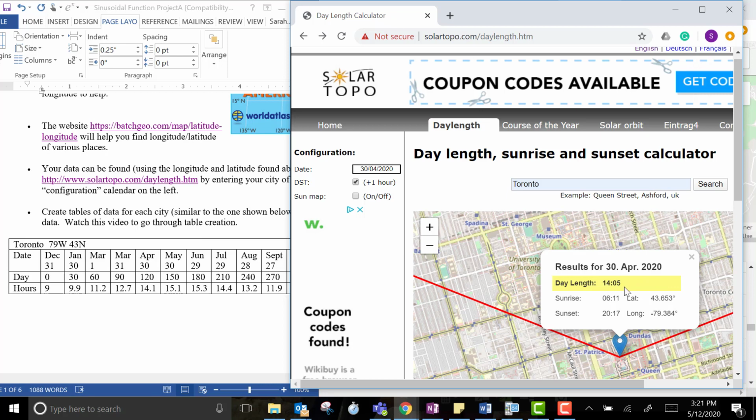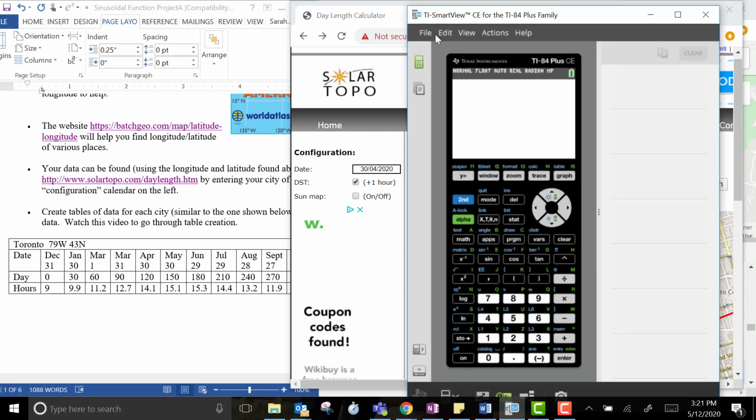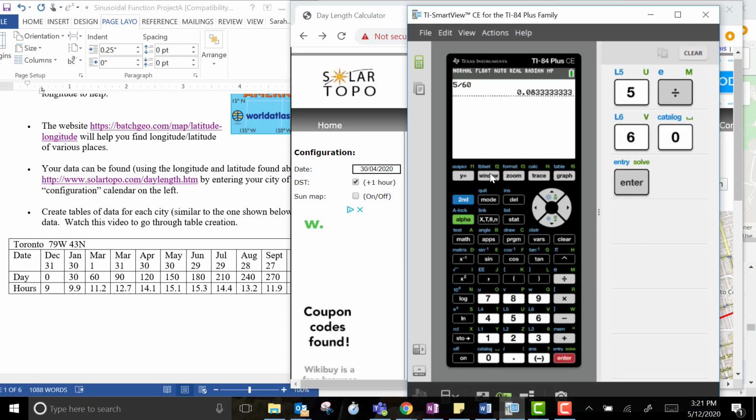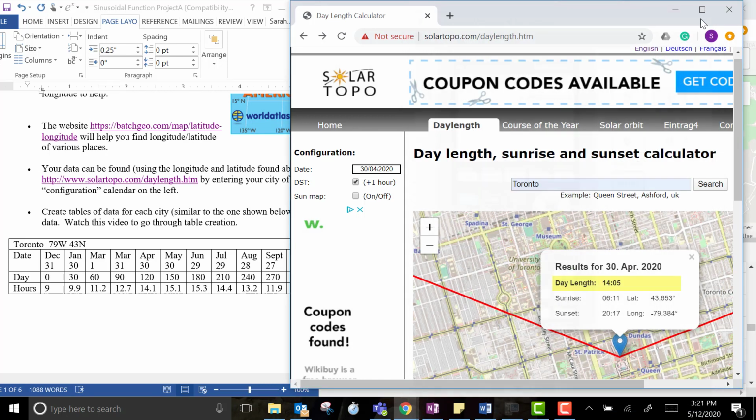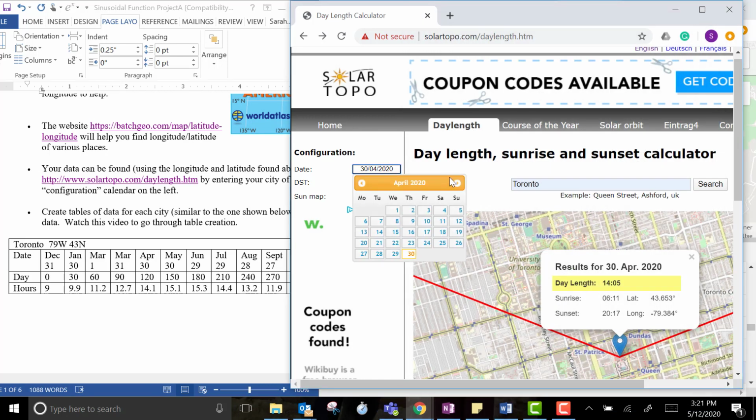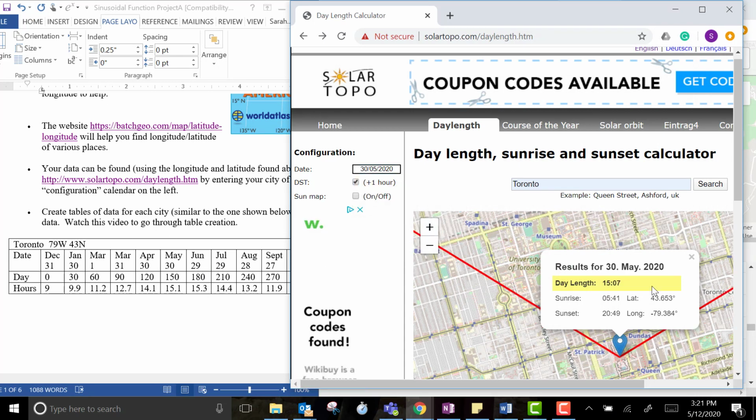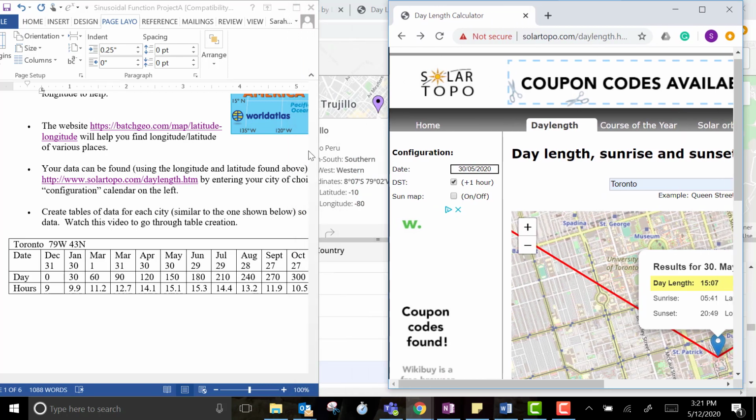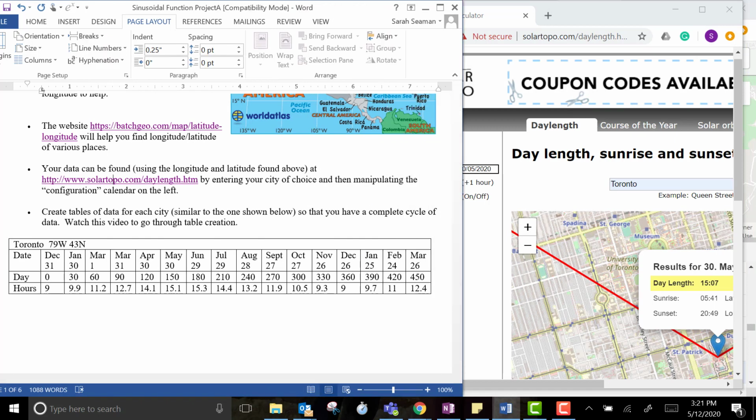Remember that this 5 is out of 60, and so in order to truly calculate what that decimal was, I would need to say 5 divided by 60, right? And I would get 0.0833, which rounds to 14.1. So you're just filling out this table for all these different days. Let's go to May 30th. We have 15:07, so similar thing, pulling out your calculator, that rounds to about 15.1. So you're going to go through and fill out this table of values for all three of your cities.